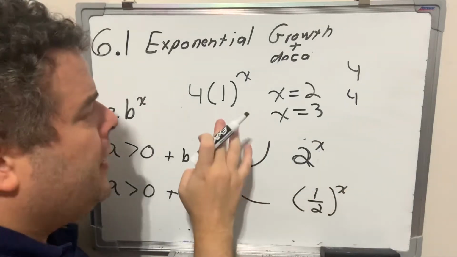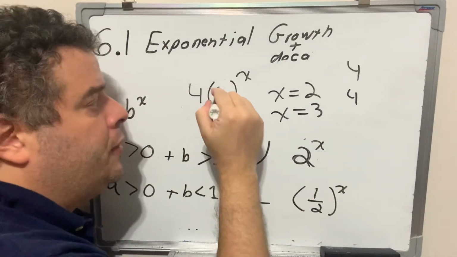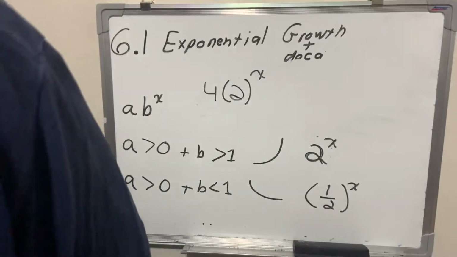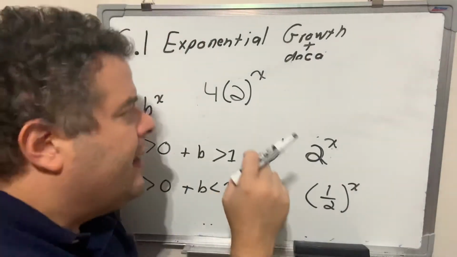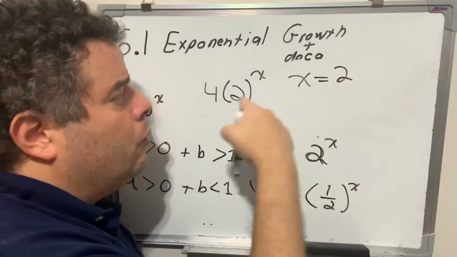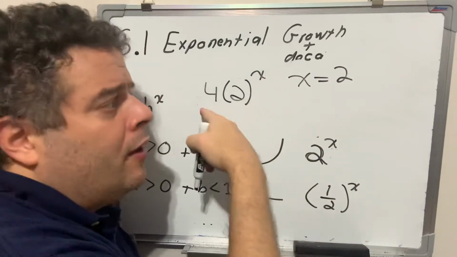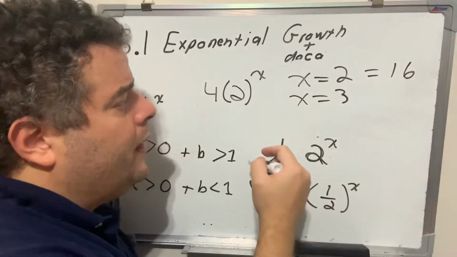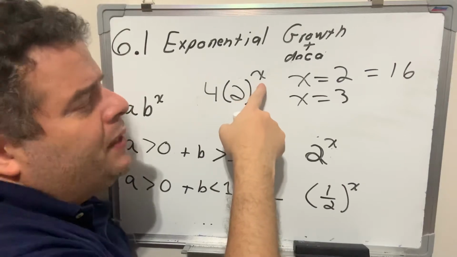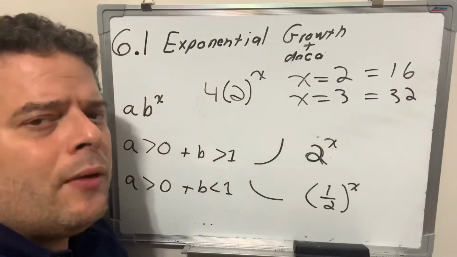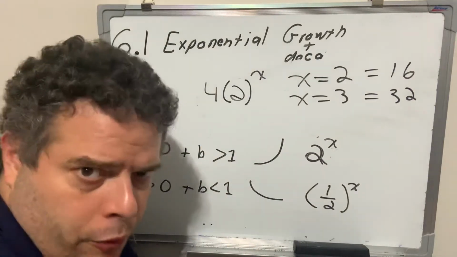If your b is bigger than 1, let's see what happens when I put the number 2 here and see what happens to my values. Now, when my b is 2, if my x is 2, what is 2 squared? 4 times 4, 16. What happens when it's 3? 2 cubed is 8 times 4, 32. It's growing. So this would count as exponential growth.